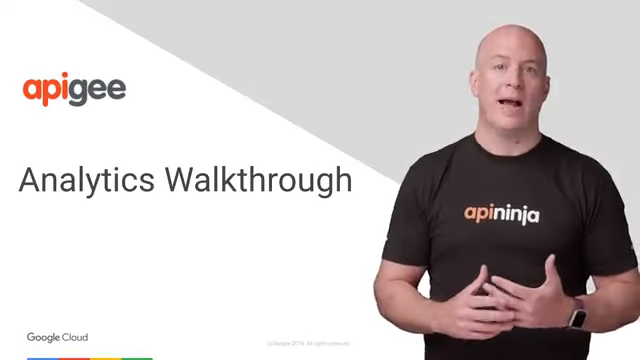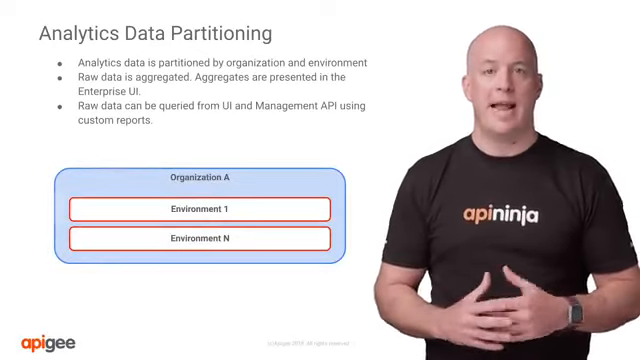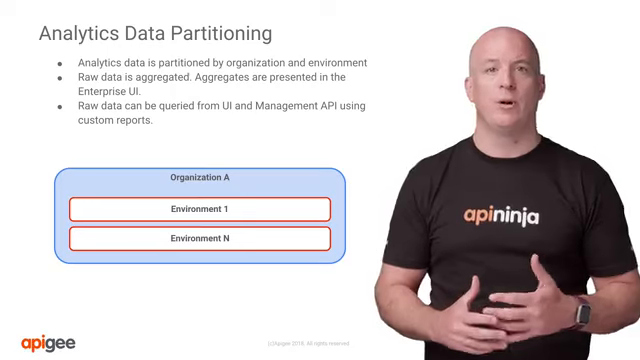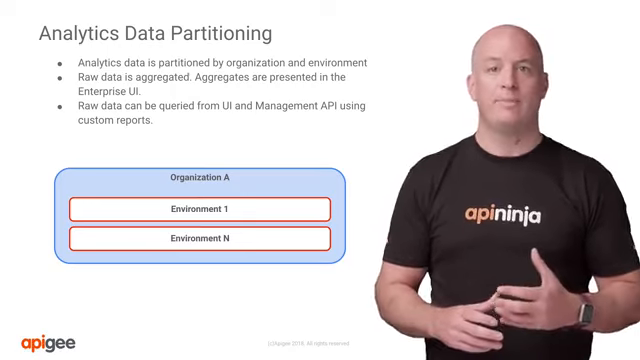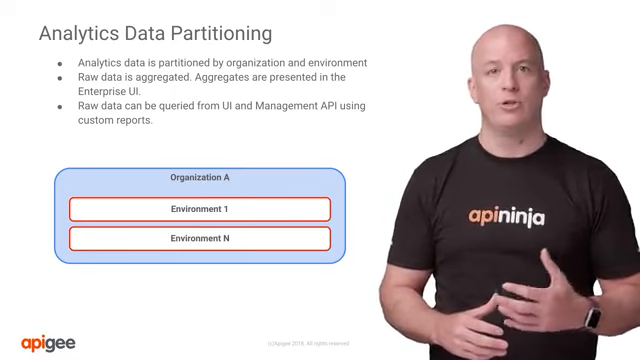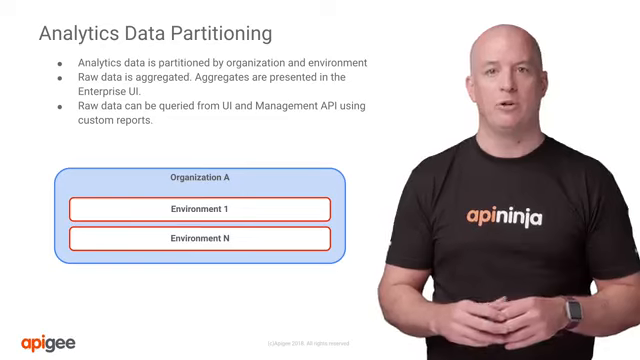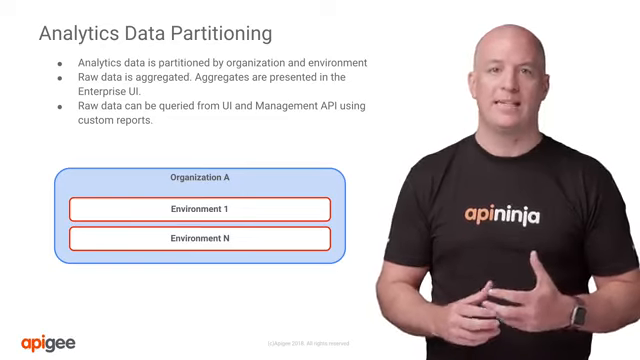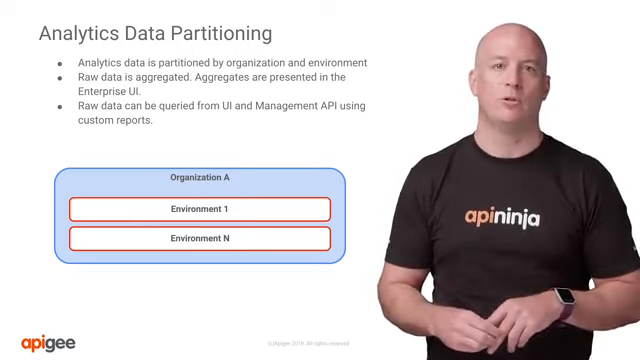Next, we're going to walk through analytics on Edge. Analytics data is stored in a Postgres database. The actual stored data is partitioned by both organization and environment. If you looked at the database schema, you would see a number of tables using the naming convention organization name.environment name.fact. We'll see later how this partitioning allows easy scaling out of the analytics components.